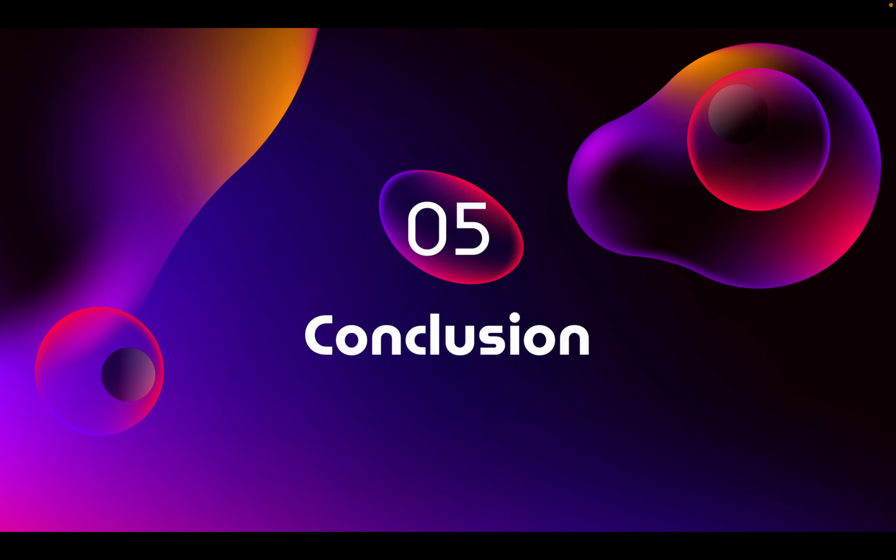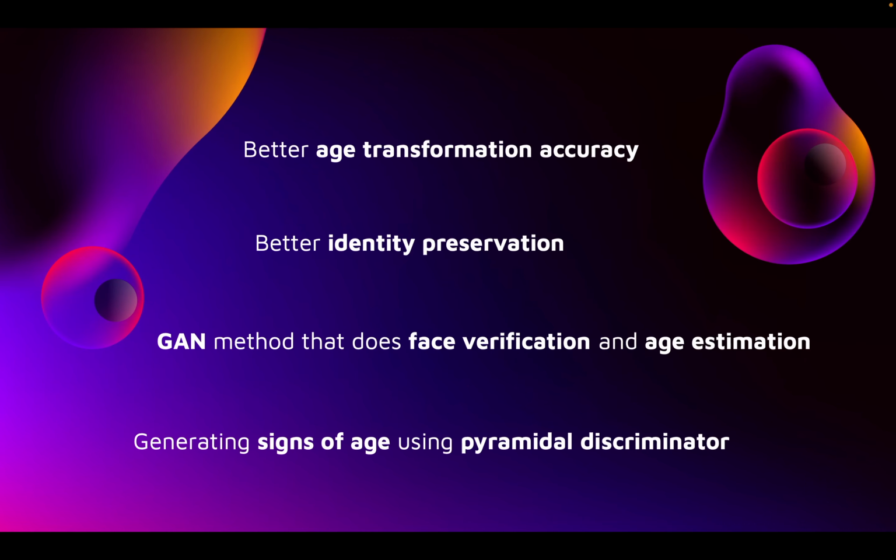So, all in all, researchers proved that their proposed method, namely a generative adversarial network, showed way better age transformation accuracy and better identity preservation. And the biggest difference from other methods was that it generated signs of age using a pyramidal discriminator.